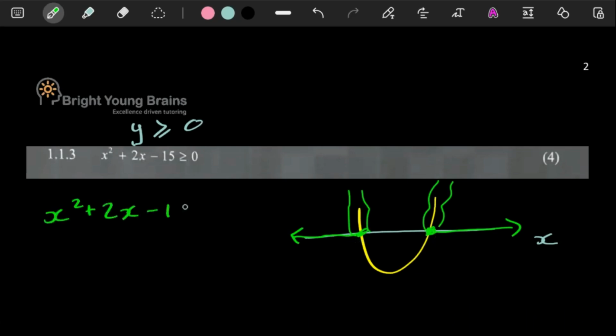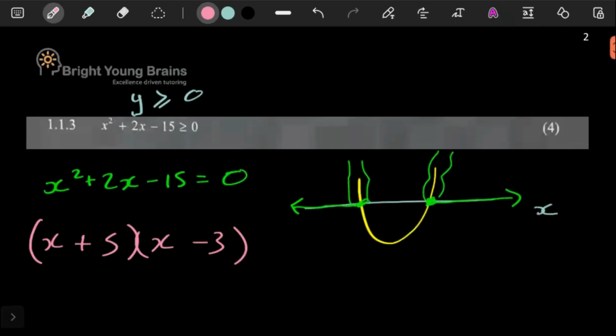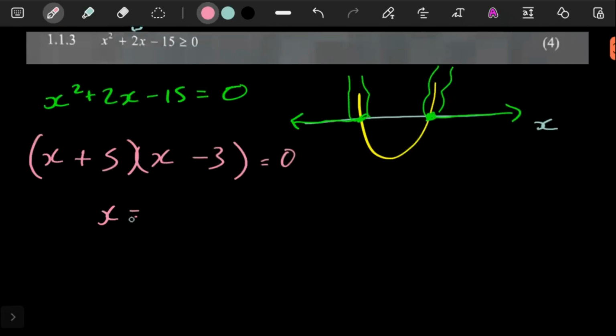We somewhat say we have to get the critical values, but what we're actually getting is just the x-intercept. Fortunately, this we can factorize, I think. Can we? Yeah, factors of 15 that give 2: it's 5 and 3. To get a plus 2, you have to say plus 5 minus 3. Solving for x here, x is equal to -5, or x is equal to +3. And this is how you're going to answer this question.